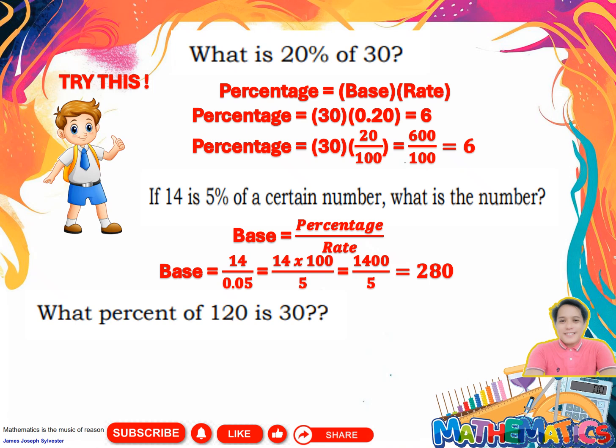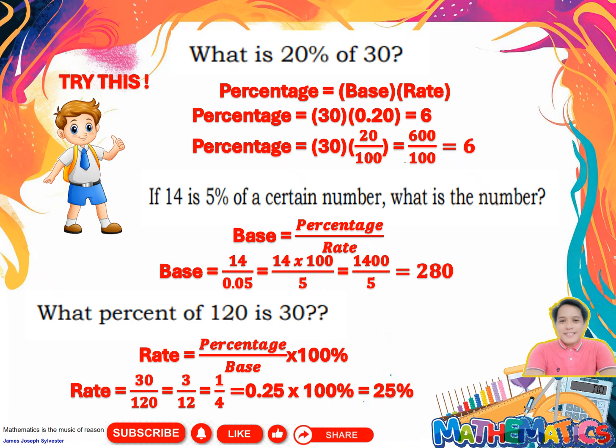Third problem is, what percent of 120 is 30? So we have rate is equal to percentage divided by base times 100%. We have 30 for our percentage and our base is 120. In fractional form, it is 3 over 12. And in lowest terms, dividing both by 3, we get 1/4.